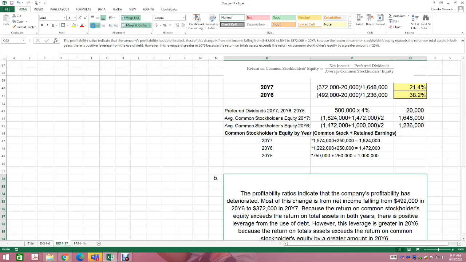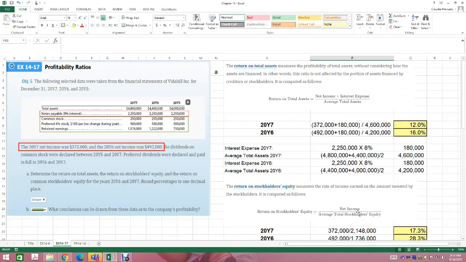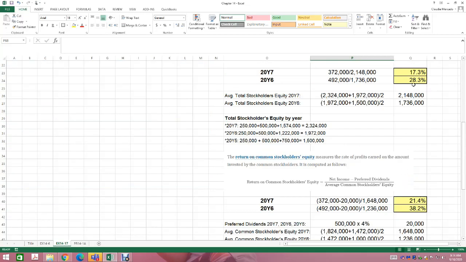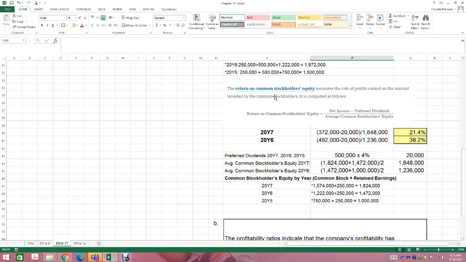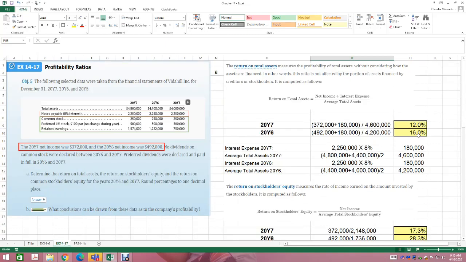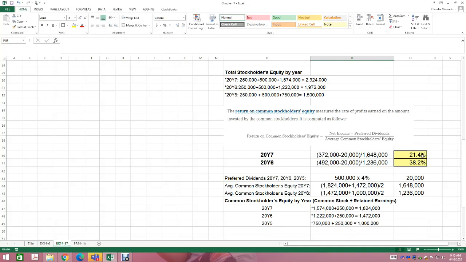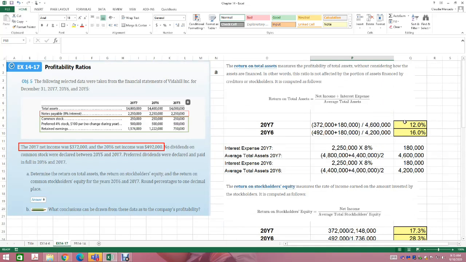Okay, there we go. If we compare the profitability ratios, 20Y6 to 20Y7, we see a drop in all three ratios. All three ratios went down from the prior year. Where is my return on common stockholders equity? Okay, here we go. So when we look at the return on common stockholders equity, 21.4 and 38.2 is greater than your return on total assets for both years. There is a positive leverage there from the use of debt, so that's okay.